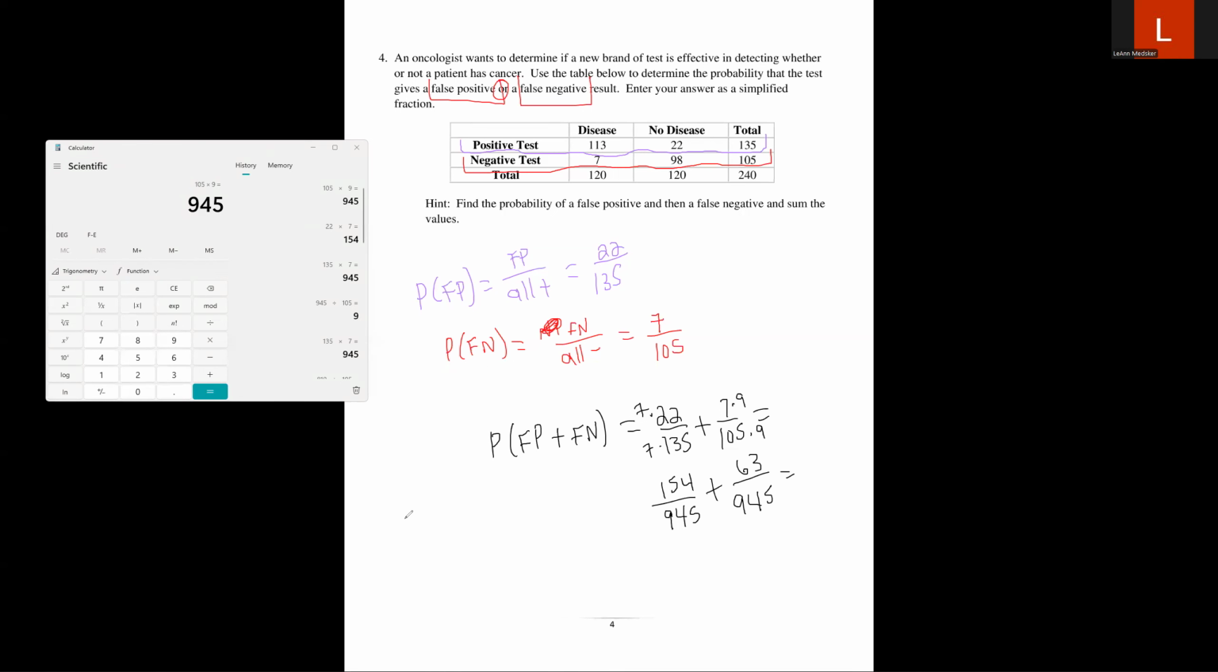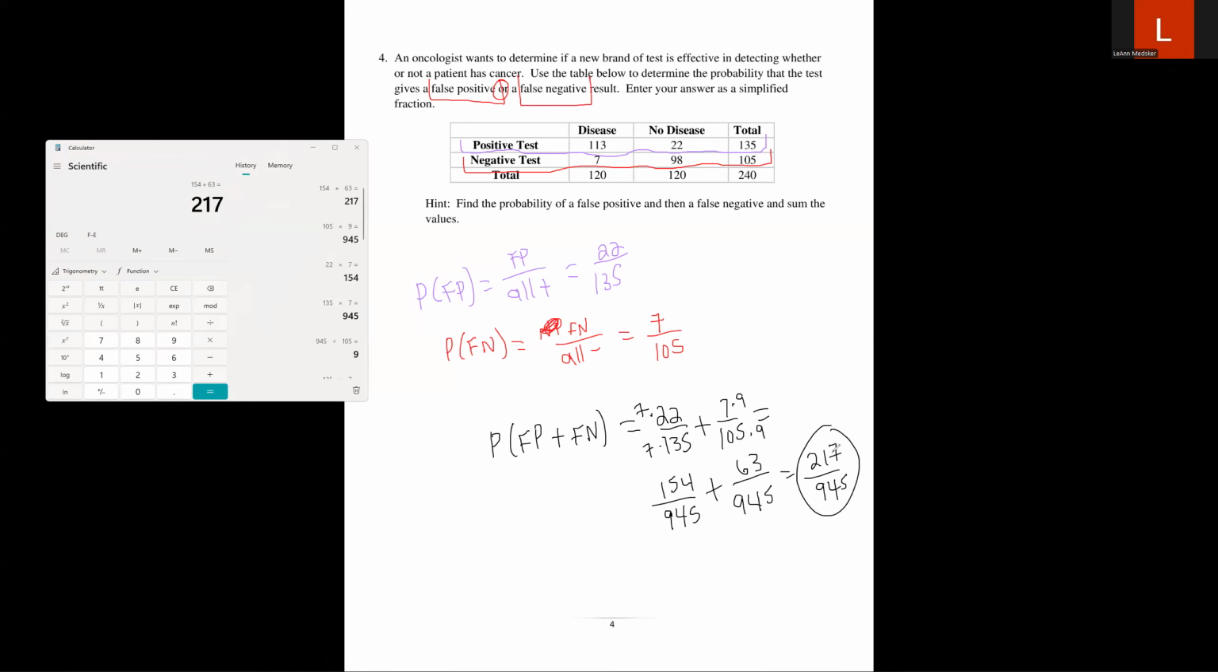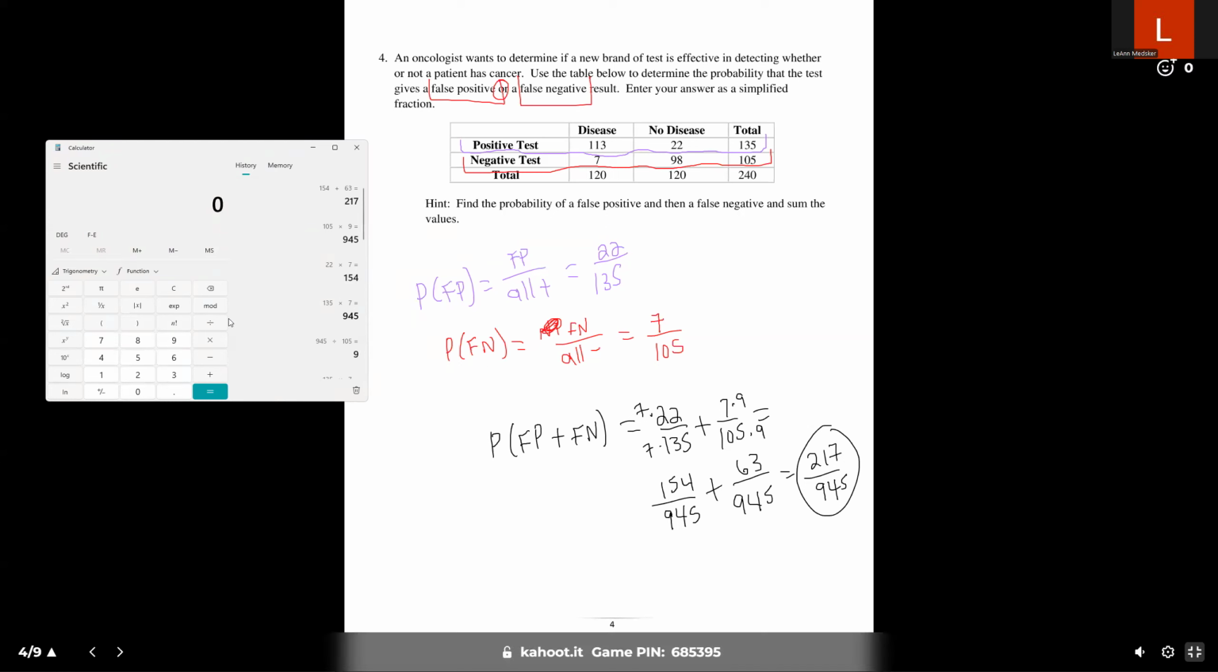So we're going to add our numerators together now that we have a common denominator. That's 217 over 945. And I don't have the ability to reduce on this, but I don't think that does reduce. But you have to double check on your calculator. So that is how you do an OR. You find each probability separately, since they're not overlapping, and we just add them together. We did not have any groups of people who were in both of those countings, okay?